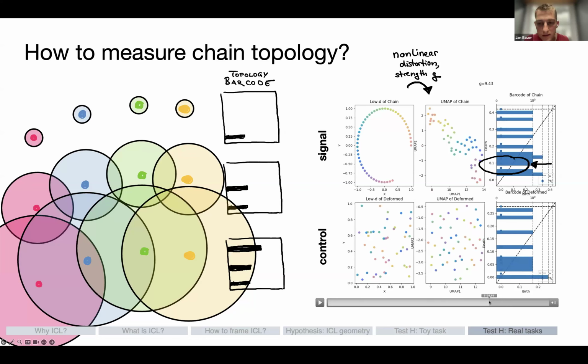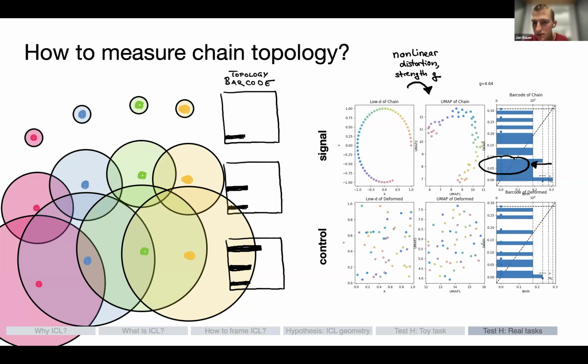A brief comment here, which struck me as impressive, is that UMAP seems to capture this notion of chain, even when the barcode already fails. And there are some interesting details to that. Happy to talk later about that if somebody is interested, to the extent that I understand it. Okay, so this was a powerful tool at our hand to study chain topology in larger models.